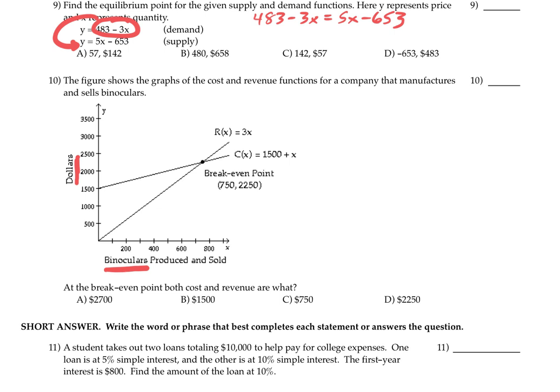This is where we break even. So that's my goal. I want to sell 750 pairs of binoculars. I want to sell more than that, obviously, but that's my break-even point. I want to at least break even. I don't want to lose money.